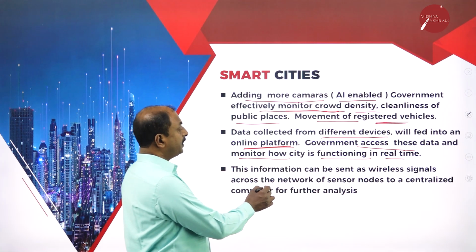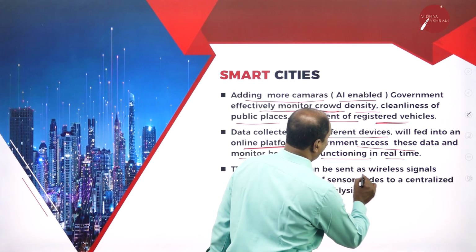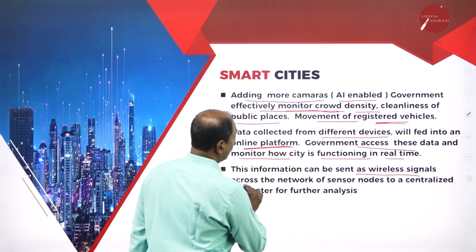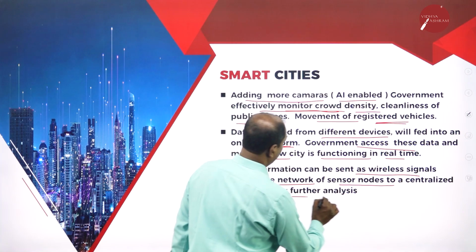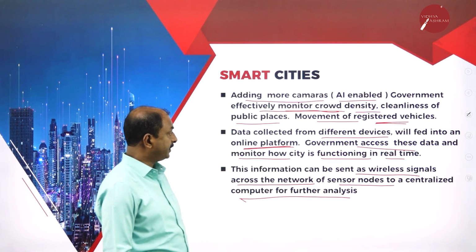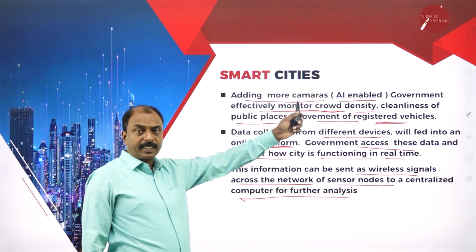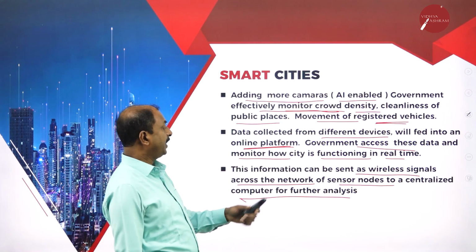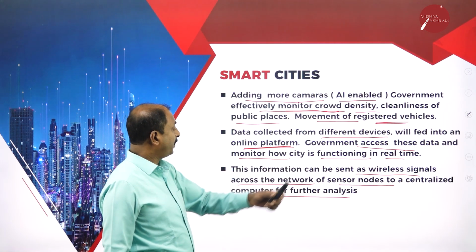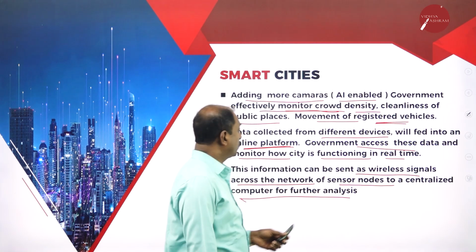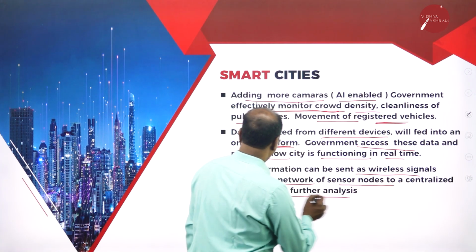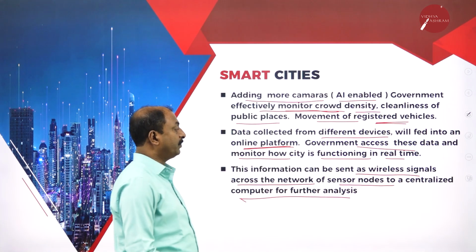Next one is this information can be sent as wireless signals across a network of sensor nodes to a centralized computer for further analysis. So the data collected from the different devices goes to the department, and from there, all of this can be processed through a type of wireless signal across the network of sensors.